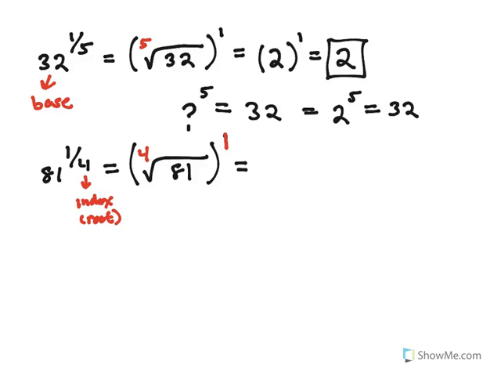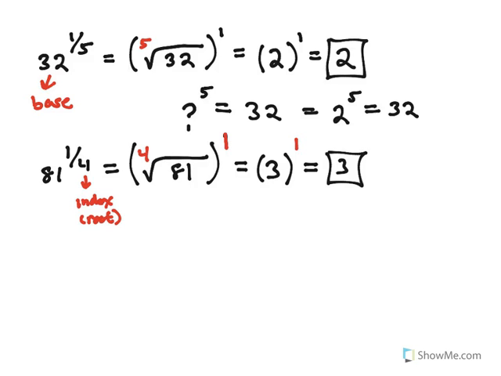So when we evaluate this, this clearly tells me that I need to take the 4th root of 81. The 4th root of 81 is in fact 3, because 3 times 3 is 9, times 3 is 27, times 3 more is going to be 81. So that is going to give me 3. Again, it's still raised to the first power, but anything to the first power is just that base right back.